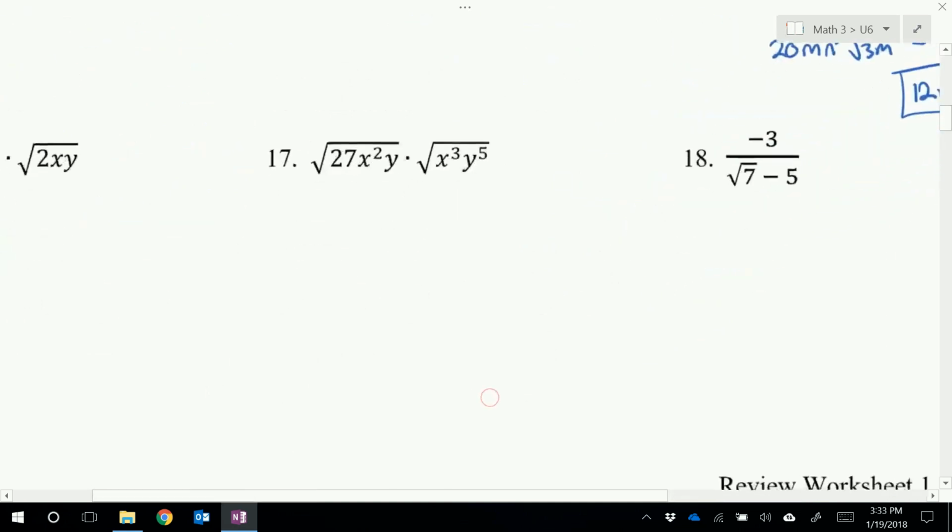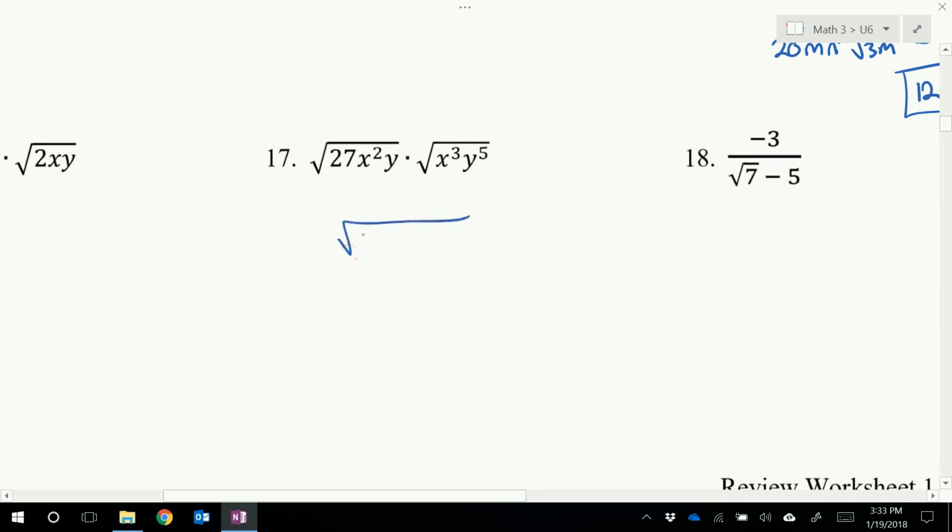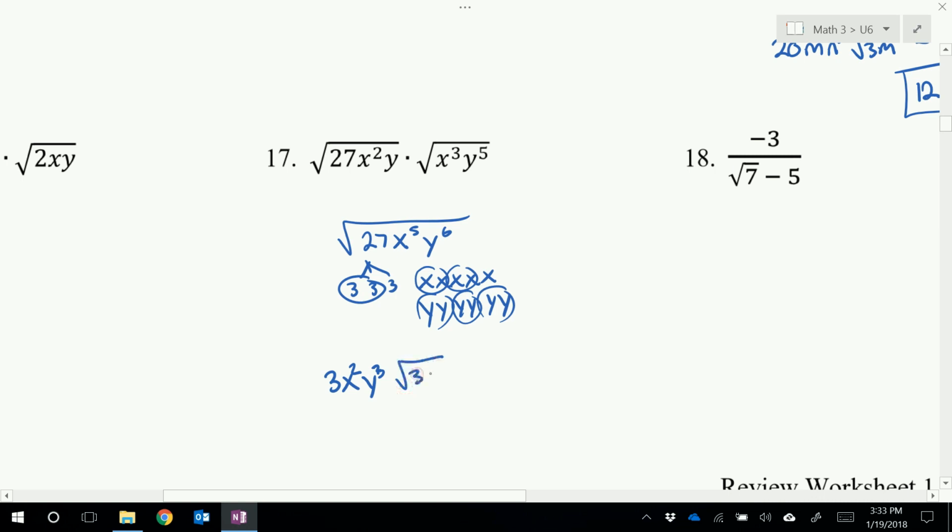Number 17. Going to multiply these together, we get the square root of 27x to the 5th, y to the 6th. 27 is 3 times 3 times 3. Got a pair of 3's here. We have 5 x's, so we can create 2 pairs here, and 6 y's. And so we end up with 3x squared y cubed times the square root of 3x.